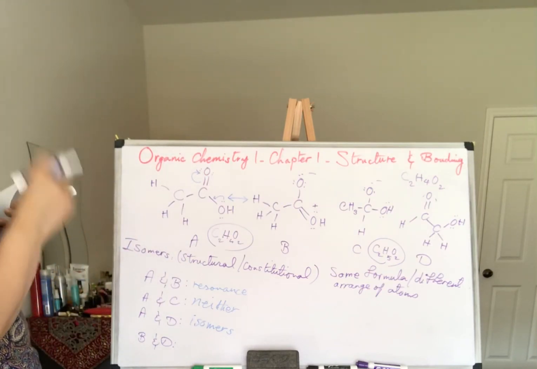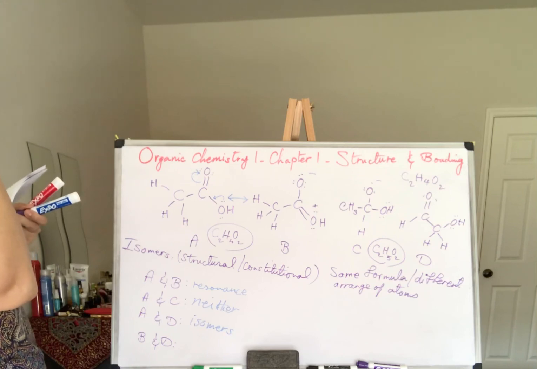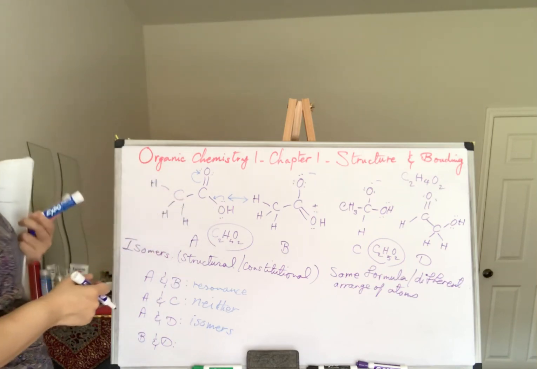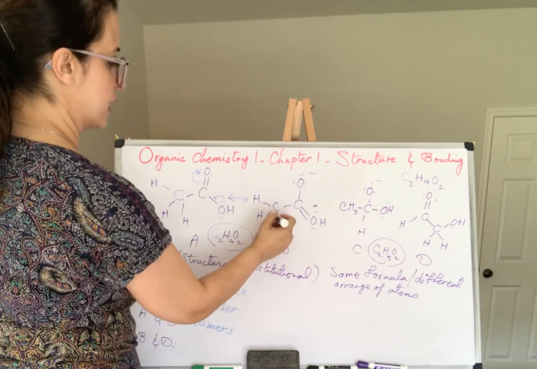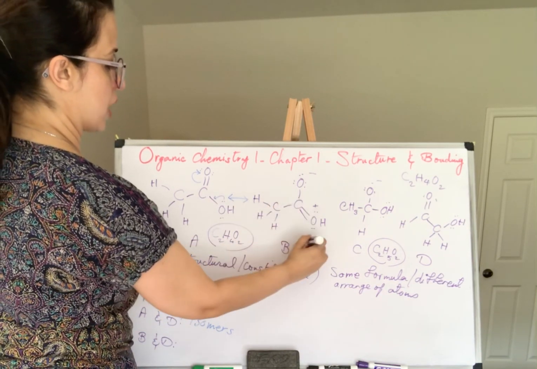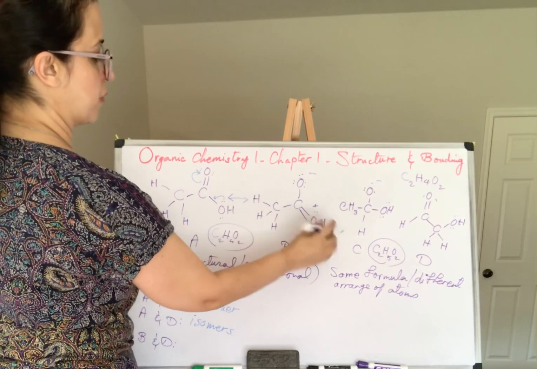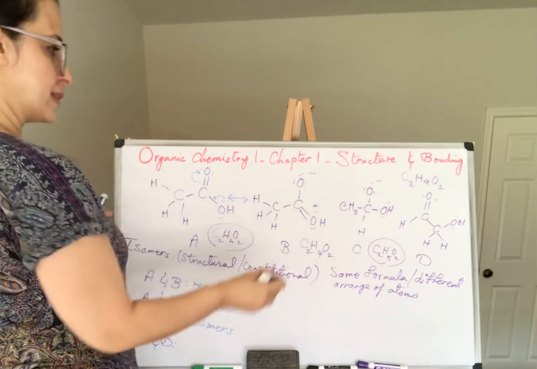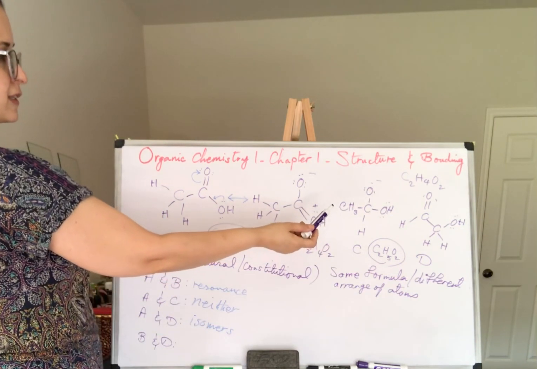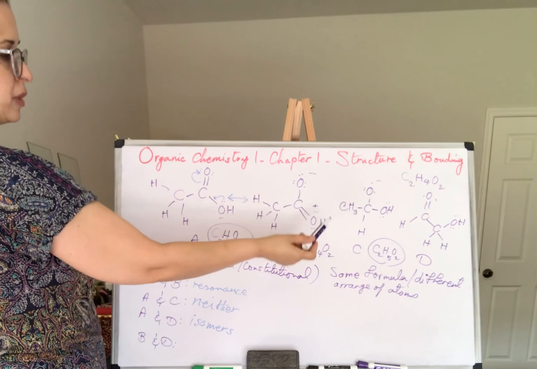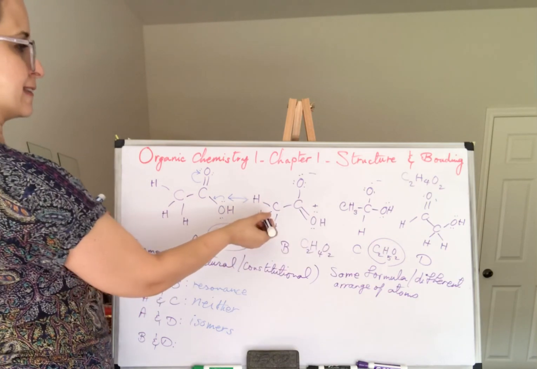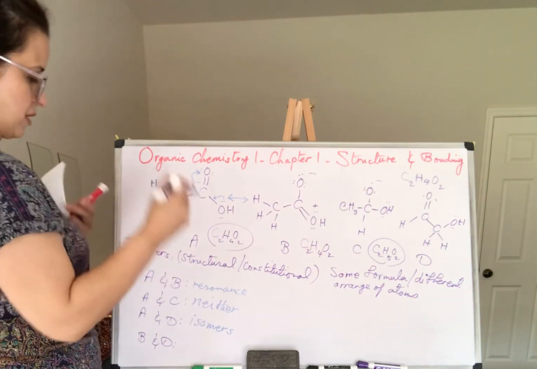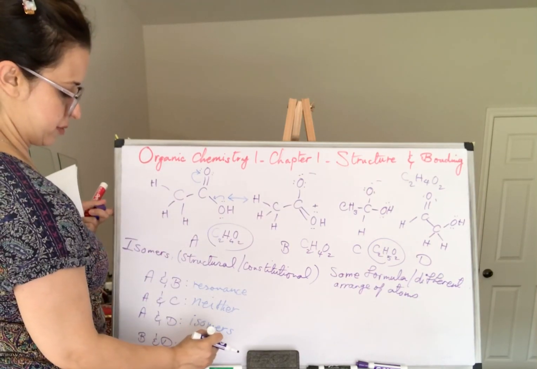And between B and D, let's determine the formula for B. 2 carbons, 1, 2, 3, 4 hydrogens, and O2. So between B and D, you have different arrangements, right? So these are another pair of isomers.